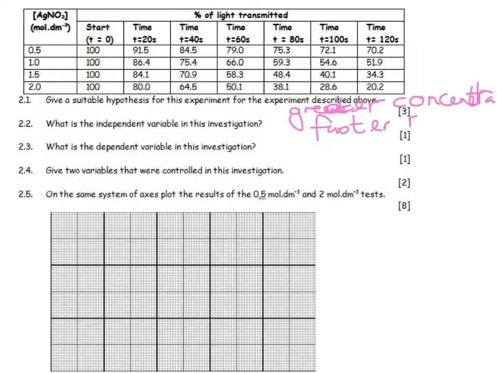because that's what we were trying to get a link between. What is the independent variable? So obviously we're changing the concentration. I'm changing the concentration of silver nitrate. What is the dependent variable? I was prepared to give you 2 things. One is the rate of the reaction, because that's ultimately what I'm trying to work out. But actually what we were measuring was the percentage of light transmitted. So I was willing to accept either.